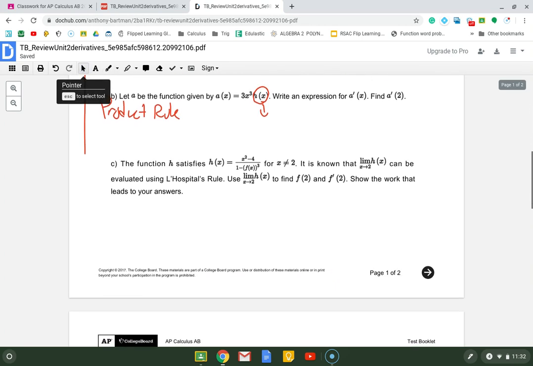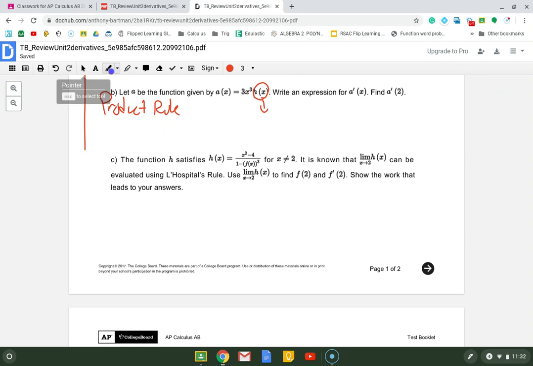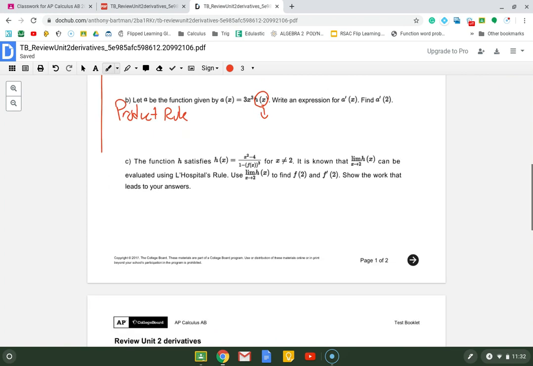For the next part, part C, it says the function h satisfies h of x equals x squared minus 4 over 1 minus f of x cubed for x does not equal 2. It's known that the limit as x approaches 2 of h of x can be evaluated using L'Hopital's rule.